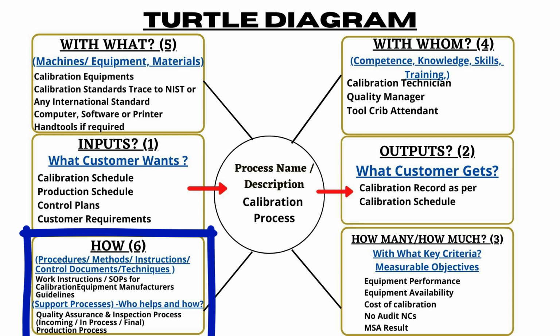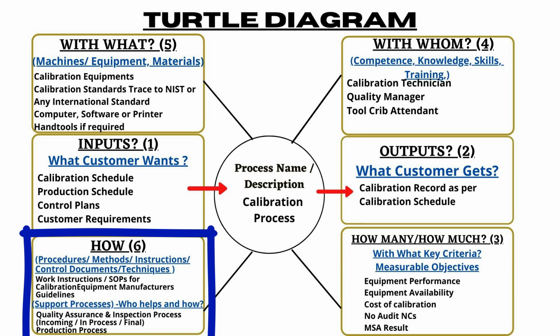The calibration process interacts with quality assurance and the production process. So I should mention the processes with which the calibration process interacts. As an example, I have taken the quality assurance and inspection process, which covers incoming, in-process and final inspection, which interacts with the calibration activity. The production process also interacts with the calibration activity, and hence I have mentioned that here.